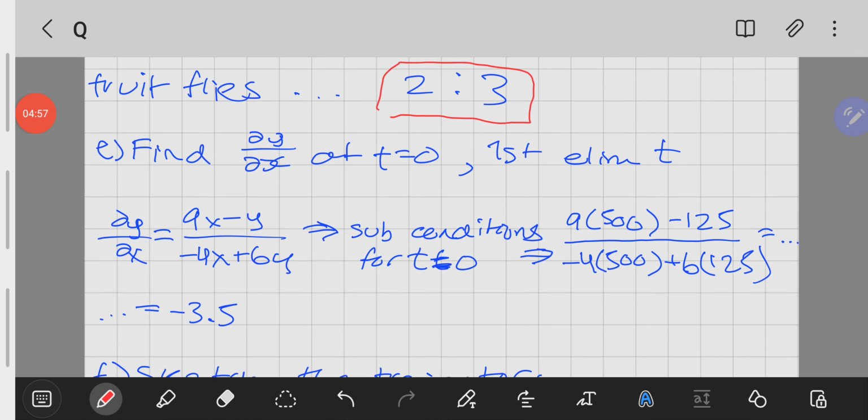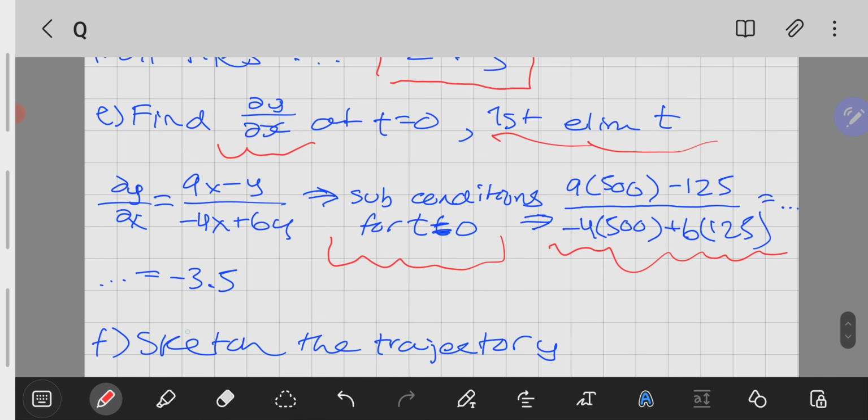So here we are. We'll try to find the rate of change at t equal to 0, dy/dx at t equals 0. We first eliminate t by substituting our conditions at t equal to 0. When we substitute our x and y respectively, we can evaluate our equations for dy and dx. Then when we evaluate this, it should come out to be, after calculating, negative 3.5.